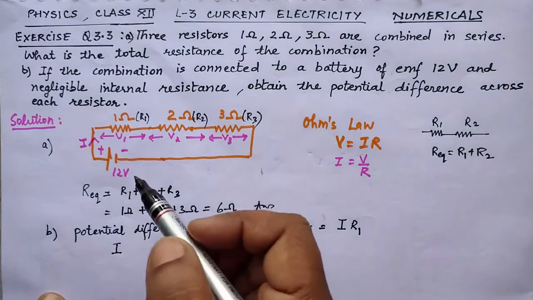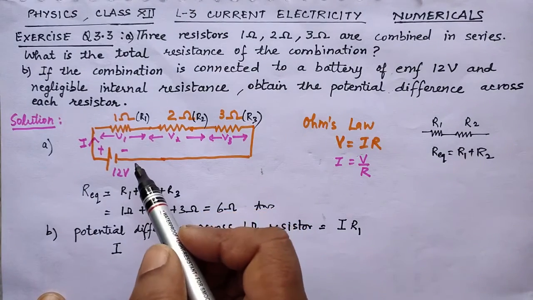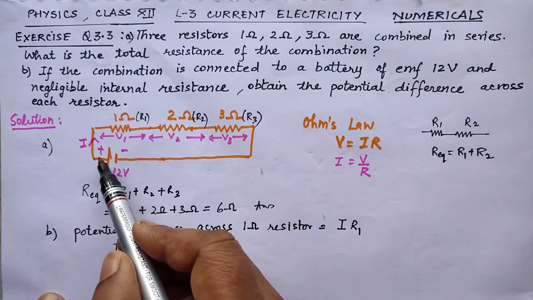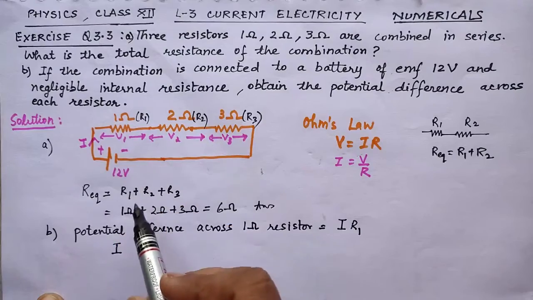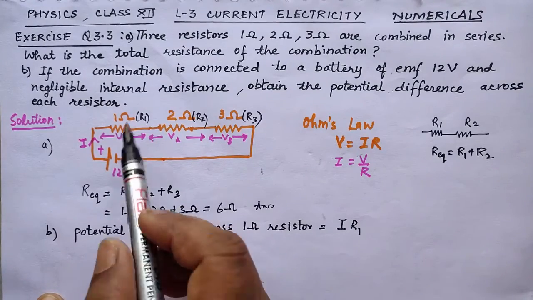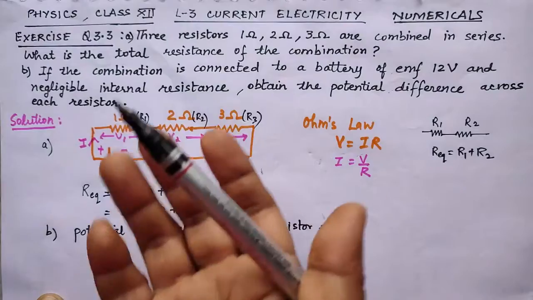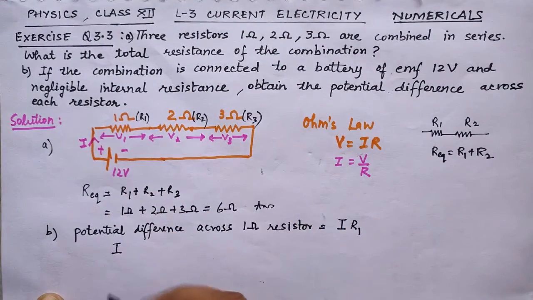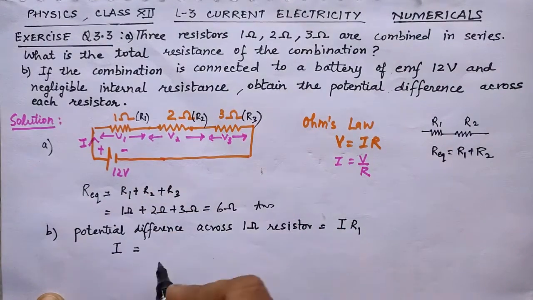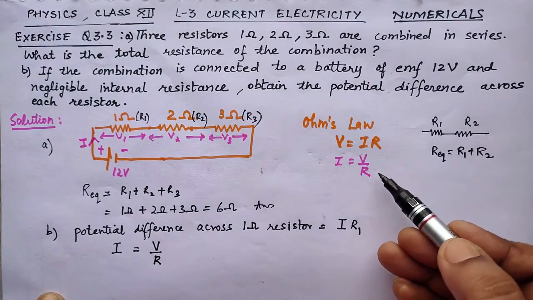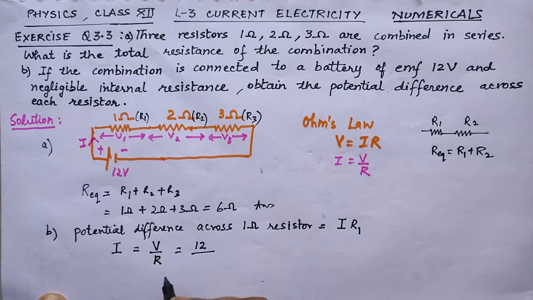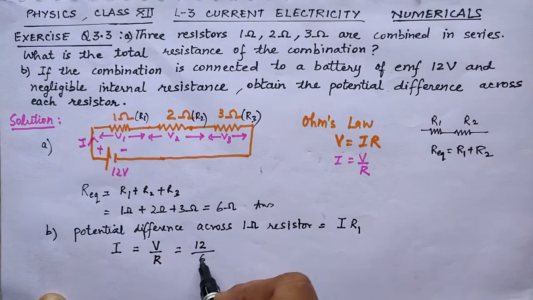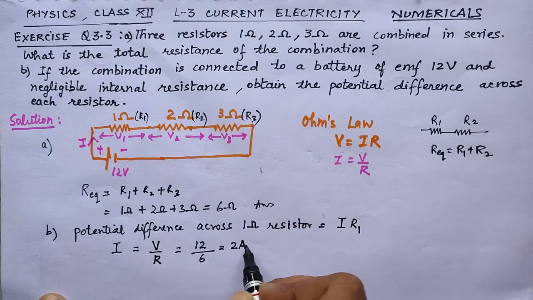Total current is the current which is coming out of the battery, and the battery sees this whole resistance as one equivalent resistance. The battery does not see it as three different resistances, it sees just one resistance. So the current in the circuit is given by Ohm's law again, V upon R, and here the value is 12 and the equivalent resistance is 6. So it is 2 amperes.